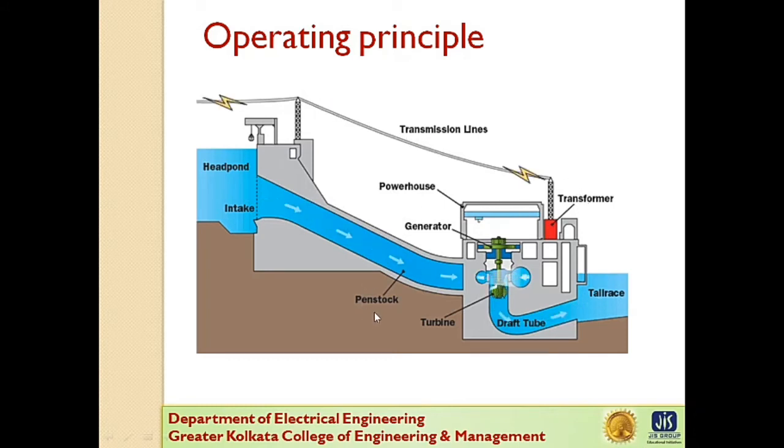Now, hydroelectric power stations are becoming very popular because the reserves of fuel, for example oil, coal or gas, are depleting day by day. And this hydroelectric plant also helps in irrigation and controlling floods.